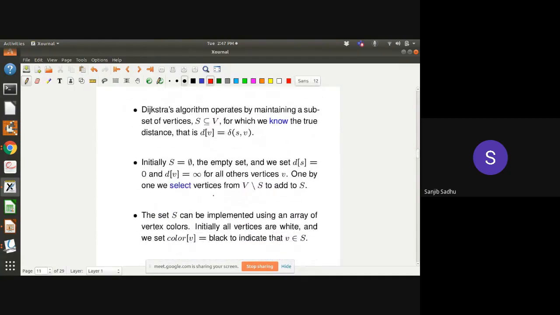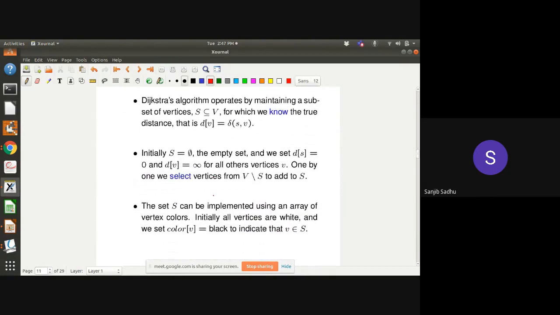Now, what will you do? Dijkstra's algorithm operates by maintaining a subset of vertices S. That means initially S is just the single source vertex, small s. Then suppose S includes that vertex. Fine, you have computed it, so these will be the S.